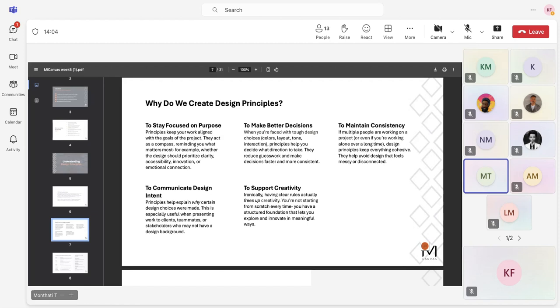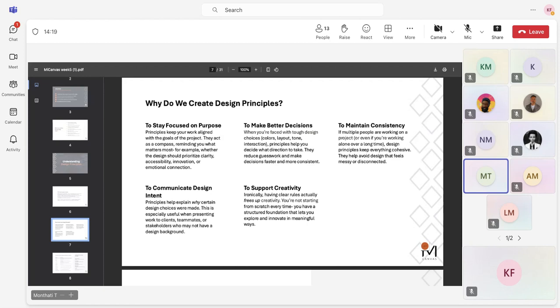So explaining that why when people are questioning your design choices, or when you're presenting to clients and teammates and stakeholders who may not have that design heavy background. It also helps support creativity.